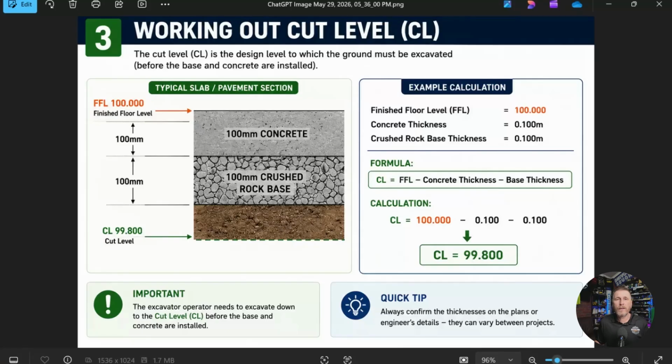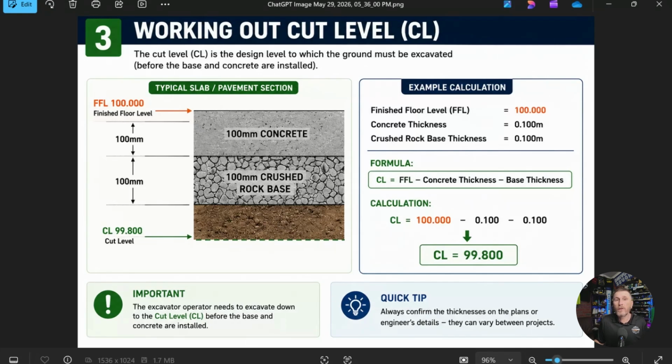Having a look at this example here, the plan shows that we have an FFL of 100.000. That is the finished floor level, which is going to be the top of the concrete surface. Then you've got a 100 mil concrete thickness. Then you've got 100 mil of crushed rock base underneath that. So step 1, let's convert the thicknesses into meters. 100 mil equals 0.100 meters.